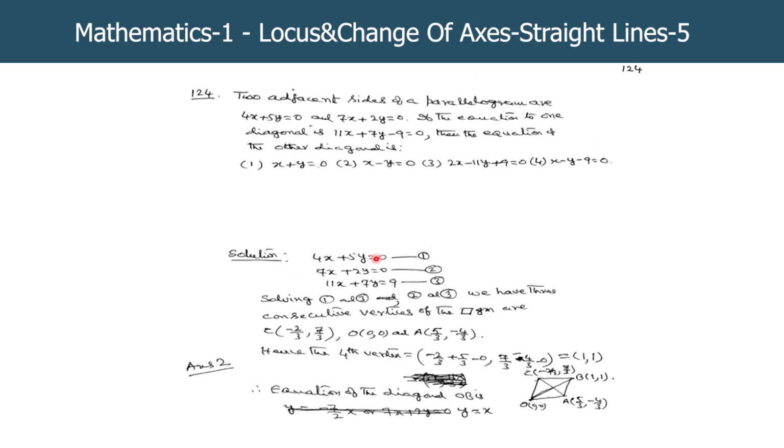Now the lines are 4x plus 5y equal to 0, 1; 7x plus 2y is equal to 0, 2; 11x plus 7y is equal to 9, 3.